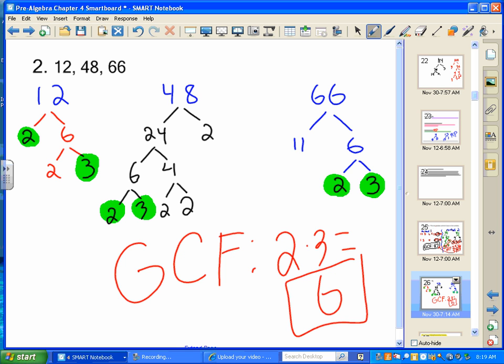That's why when I was teaching you factor trees, I told you it gets a little tricky, because I start teaching you GCF and LCM and everything kind of gets jumbled up. Greatest common factor, you take what they have in common. Prime factorization, you list all the prime numbers.